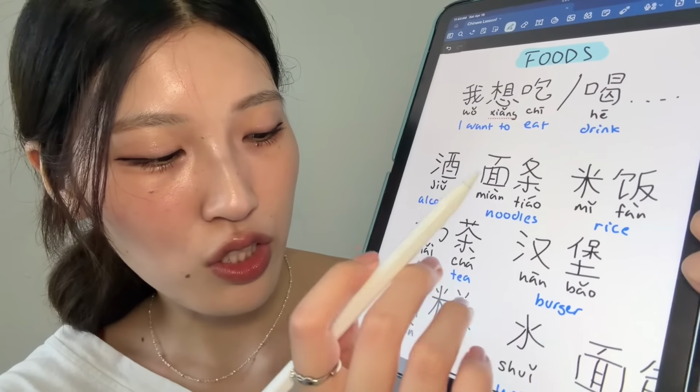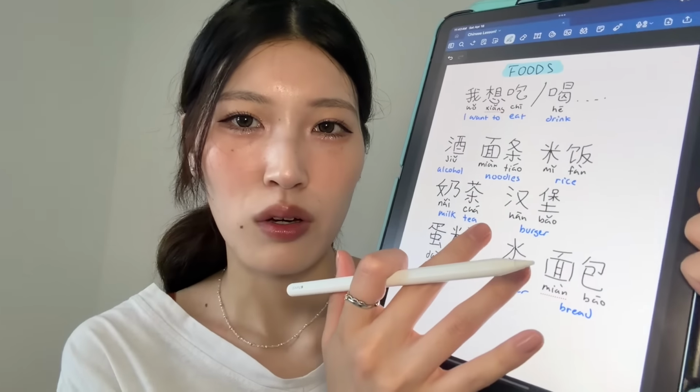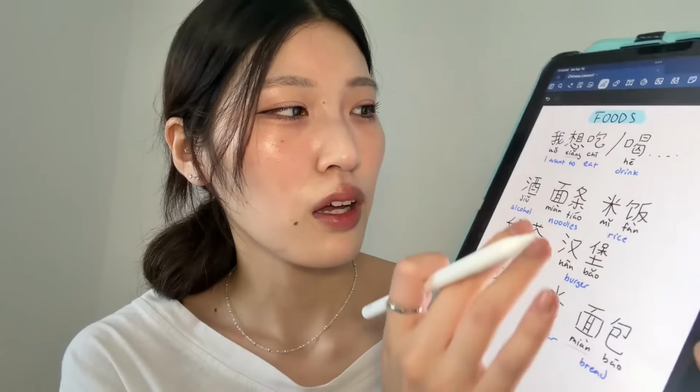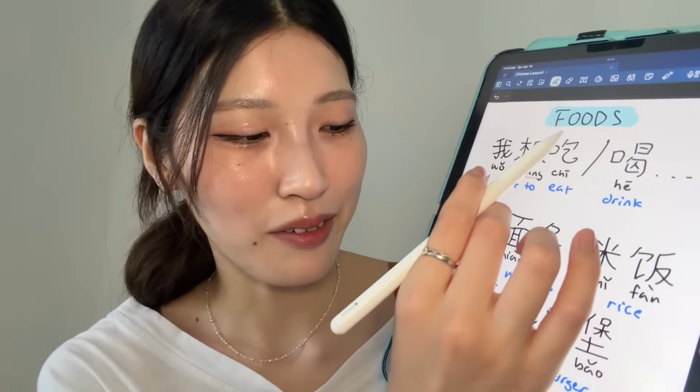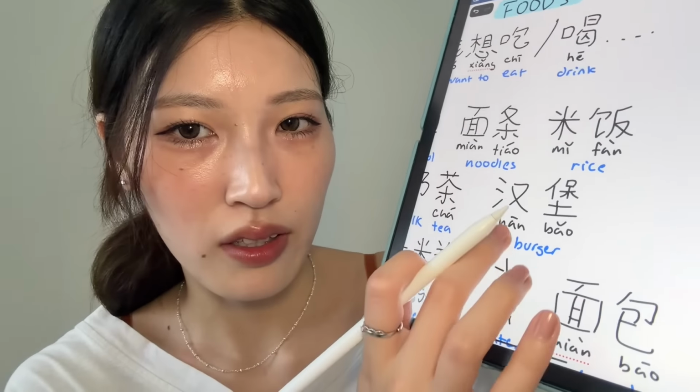So you can start off with saying 我想吃, I want to eat, or 我想喝, I want to drink. So 我想吃面条, 我想吃米饭, 我想吃汉堡, 我想吃蛋糕, 我想吃面包. Okay? Or some drinks. Oops, sneak peek. 我想喝酒, I want to drink alcohol. 我想喝奶茶, milk tea. 我想喝水, water.